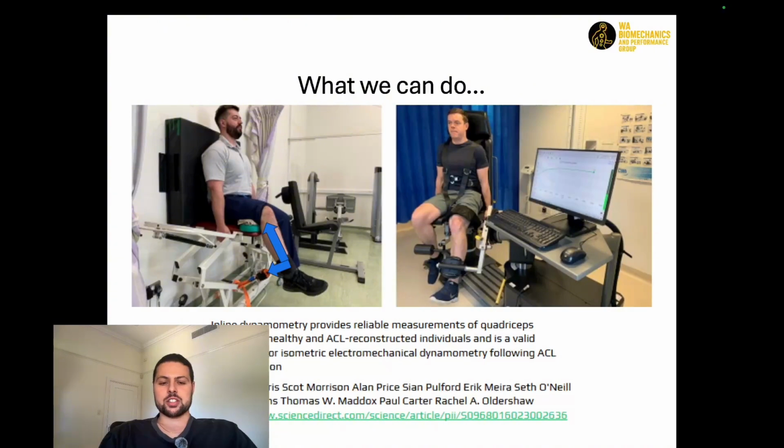What this amazing study by Norris and Eric and Seth did, which is where I heard it from just listening to those guys talk, was use inline pull dynamometry. They found that it provided reliable measurements of quadriceps strength in healthy and ACL reconstructed individuals, and it's a very valid substitute for isokinetic tests. That gives us a lot of confidence, because you go, oh, you beauty, I don't need to spend 140 grand to get valid and reliable test results. So what we can use is inline pull dynamometry.